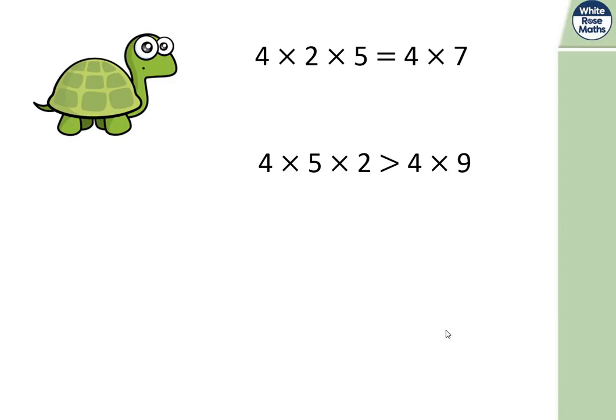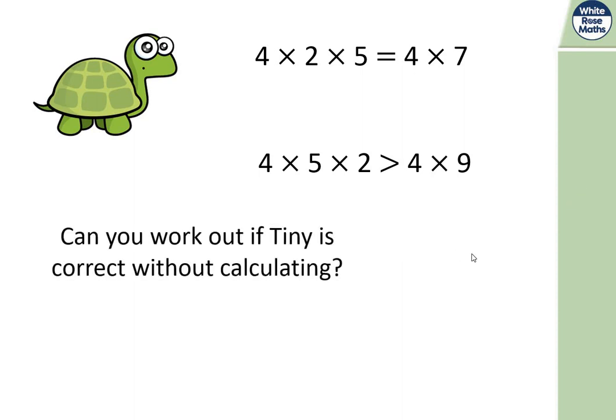Let's have a look at this. We've got 4 times 2 times 5 is the same as 4 times 7. 4 times 5 times 2 is greater than 4 times 9. Can you work out if Tiny is correct without calculating? Have a think and then come back to me.